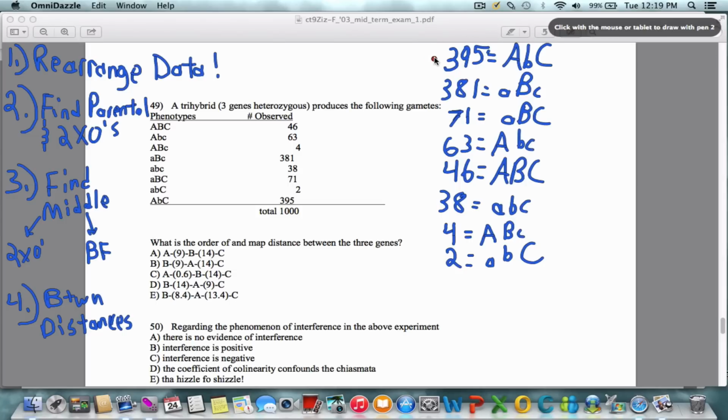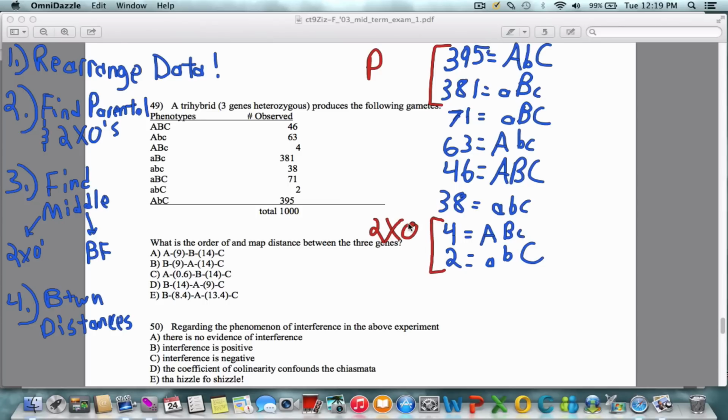The parentals are always going to be the largest in your population. So this is my parentals, and the smallest, because it results from a double crossover, is always the double crossover. So that right down there is my double crossover. The next step is to find the gene that's in the middle. The way you do that is you look at your parentals with regards to genes, but you look at them in groups of pairs.